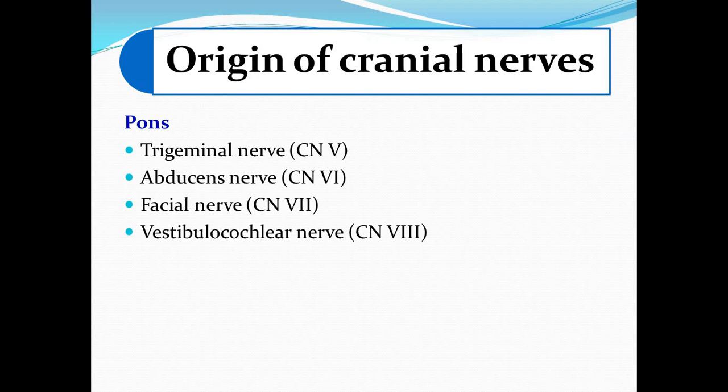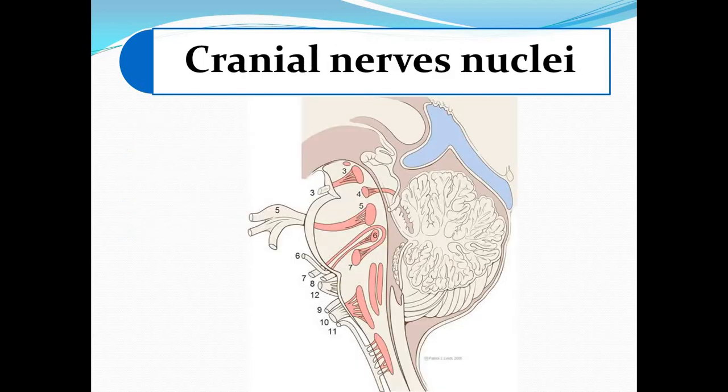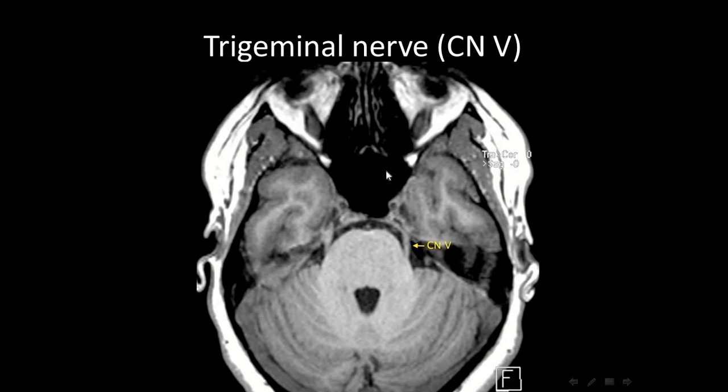Four pairs of cranial nerves are originating from the pons. These are number 5, 6, 7, and 8. Trigeminal nerve, the abducens nerve, the facial nerve, and the vestibulocochlear nerve. This configuration again to show the nuclei of these 4 pairs of cranial nerves that are originating from the pons. We start with the trigeminal nerve. This is a large cranial nerve that can be clearly identified on imaging. It's originating from this part of the pons.